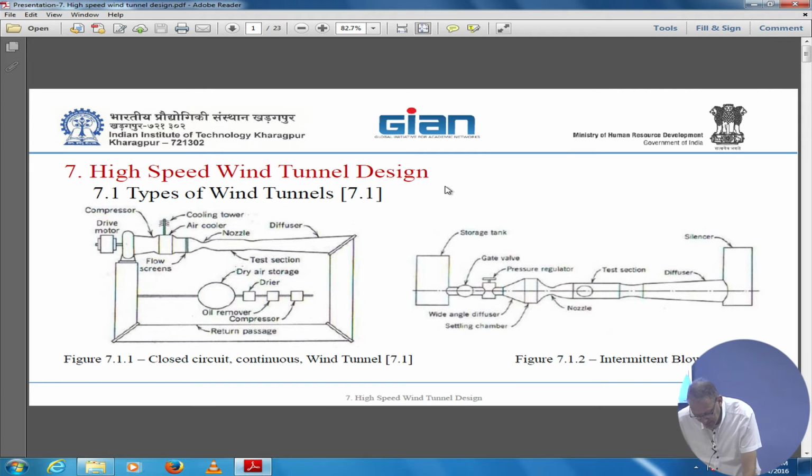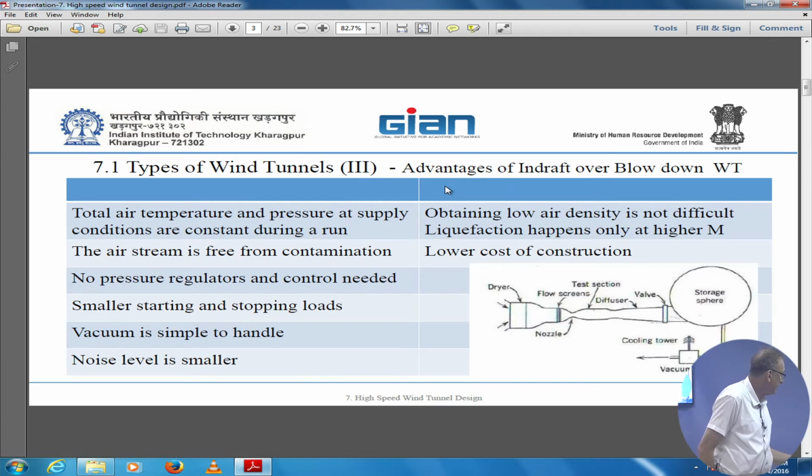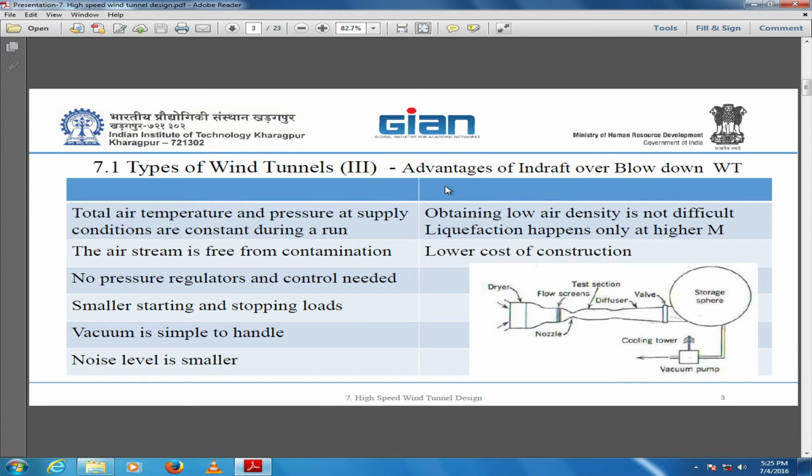Once you entrain the air from the atmosphere, your total pressure and total conditions are constant. No issue, no question. The only weakness here is that you are unable to have higher Reynolds numbers, higher stagnation conditions, because you use natural standard conditions. So this is the disadvantage. Anyway, the advantage we said.